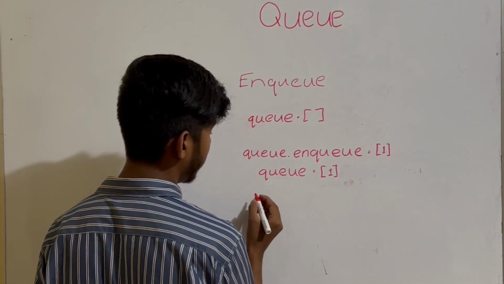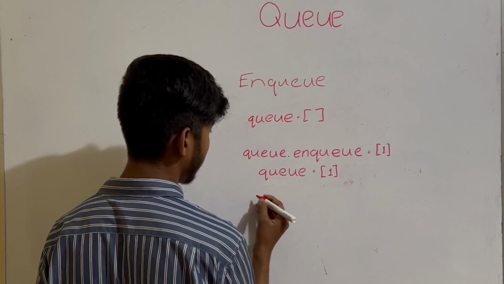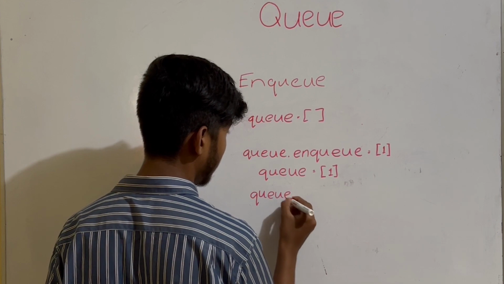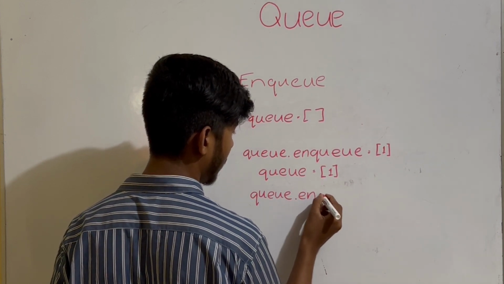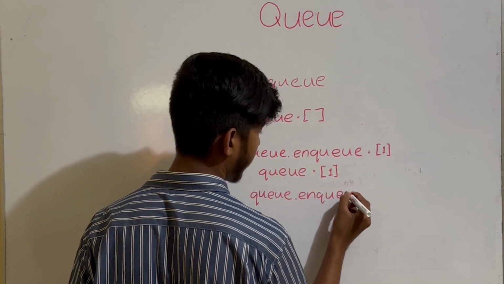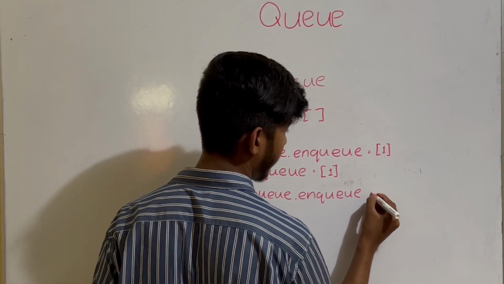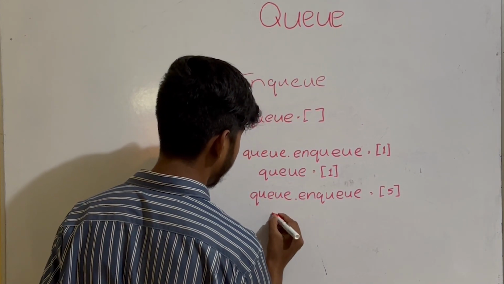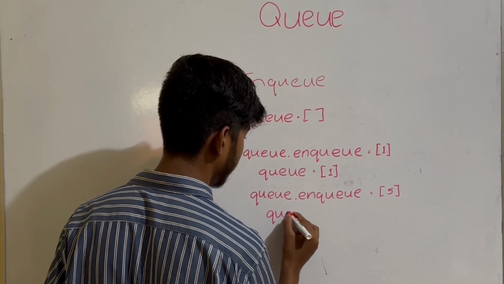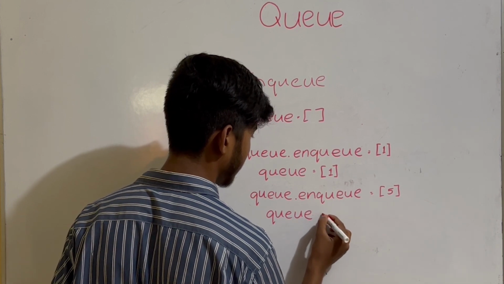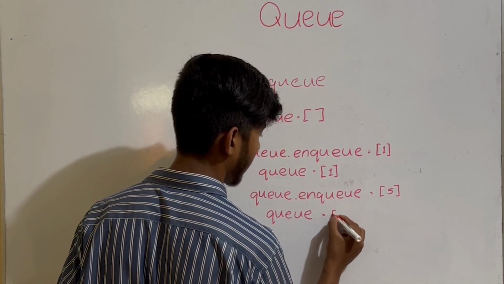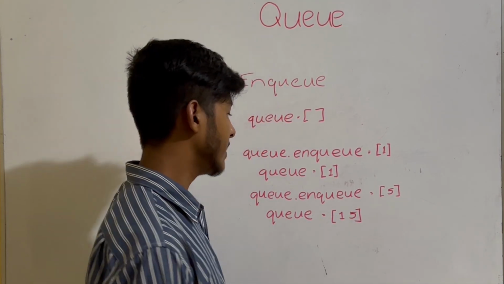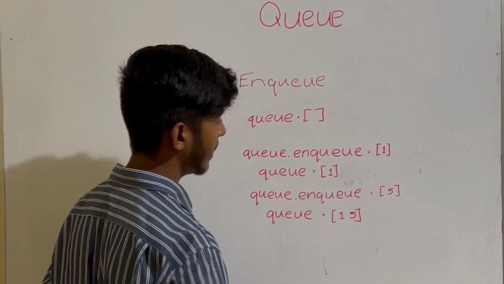Again we input a value, 5. Queue dot enqueue equal 5. Now the queue is 1, 5. This is the way how to input data to the queue.